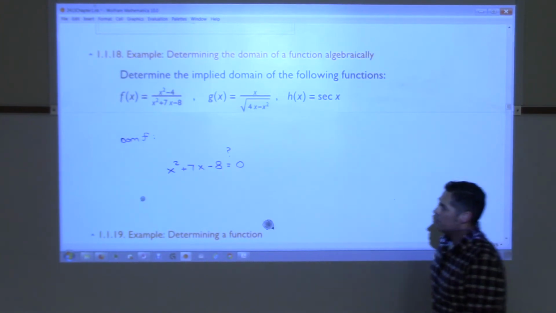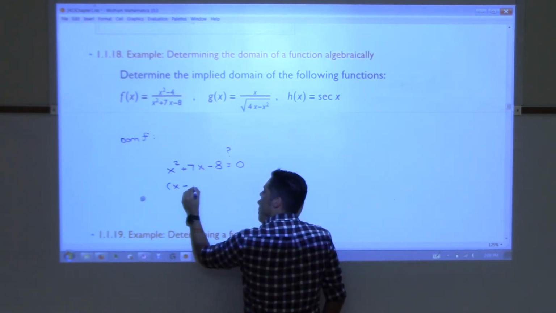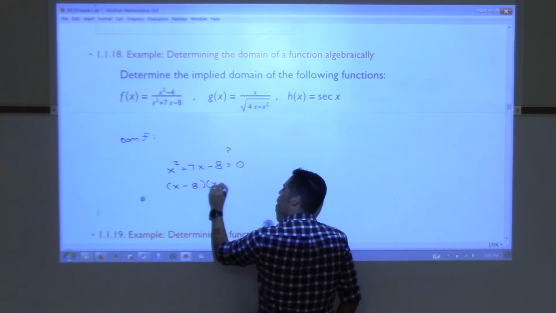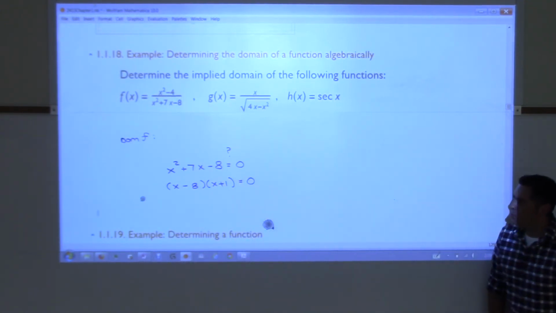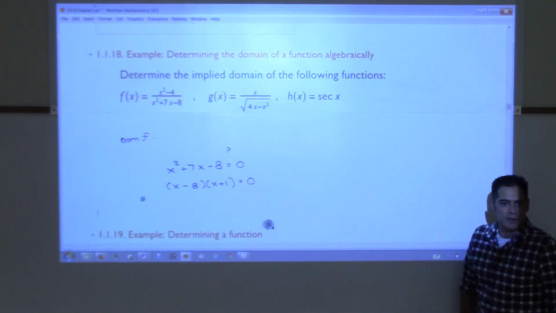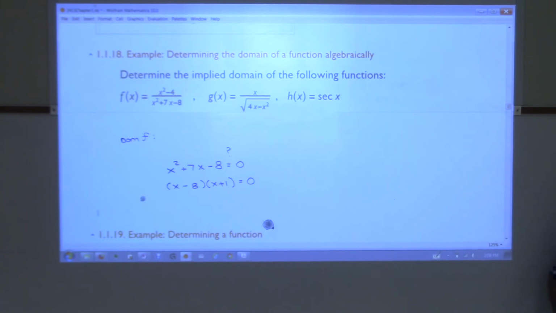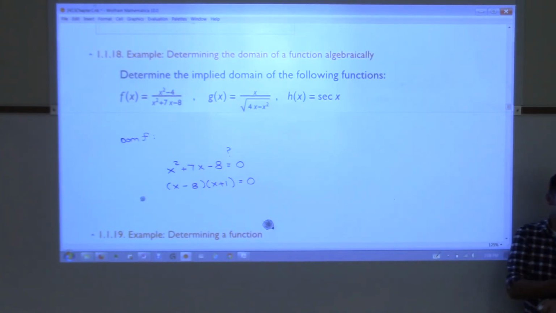Factor it. So to factor this will be, let me see, x minus 8, x plus 1. All right? So if that factoring right there was a problem for you, we need to get that patched up. We, meaning you, need to go to the tutoring lab, come to my office, and we can practice factoring, because factoring in Cal 1, you've got to be able to do it.